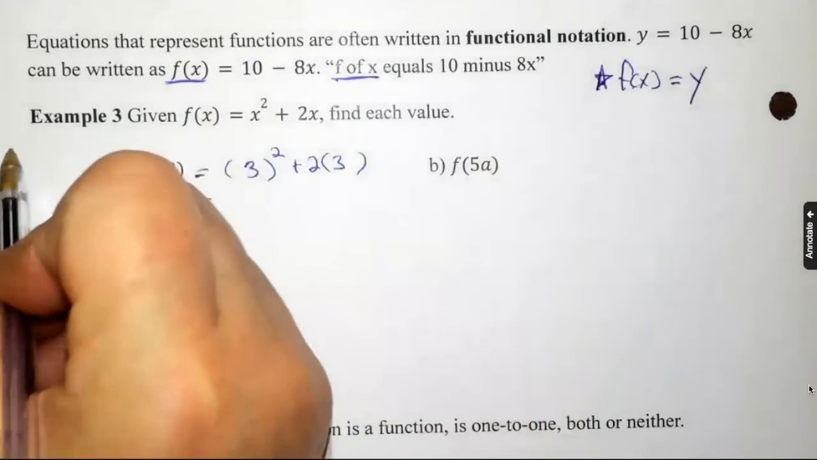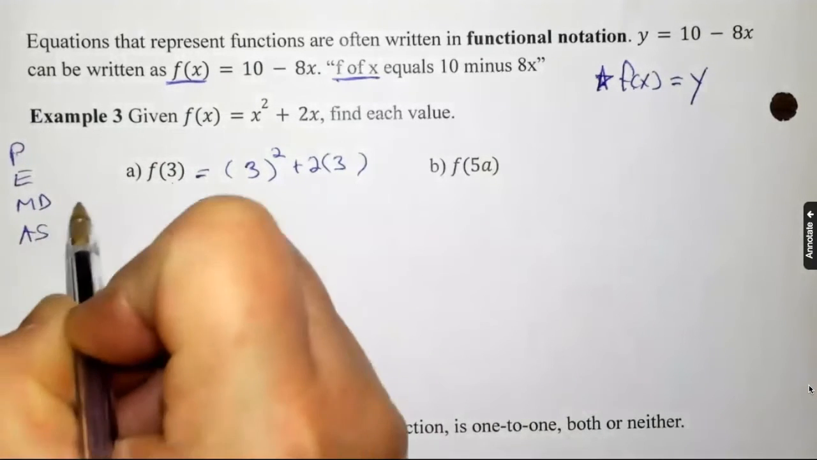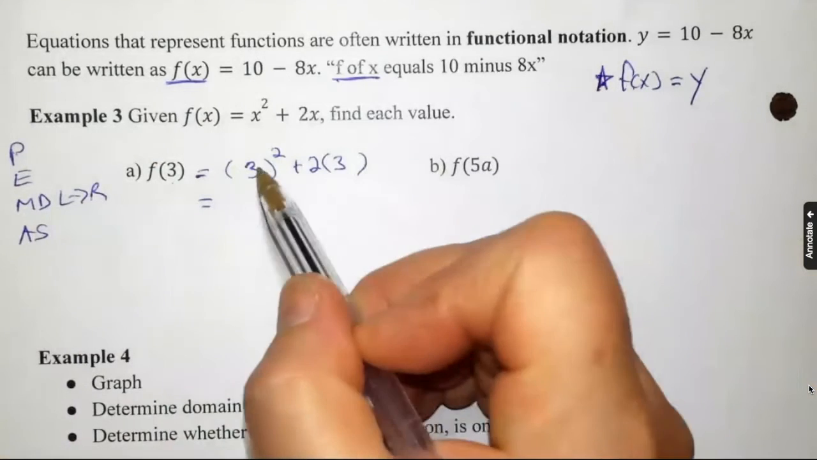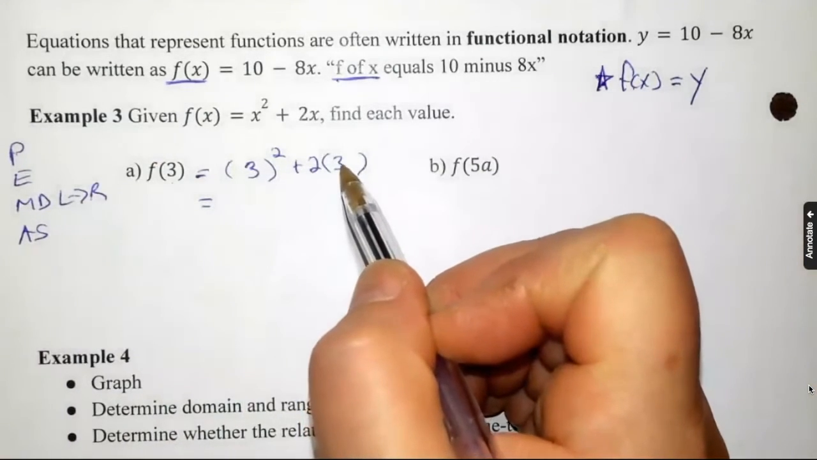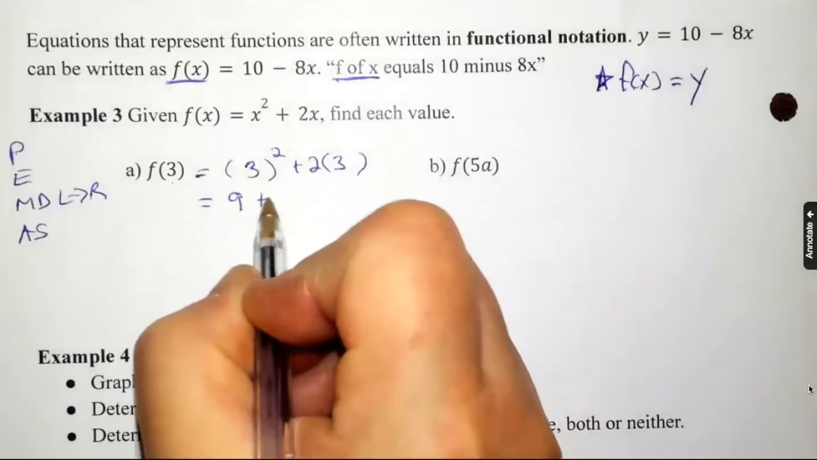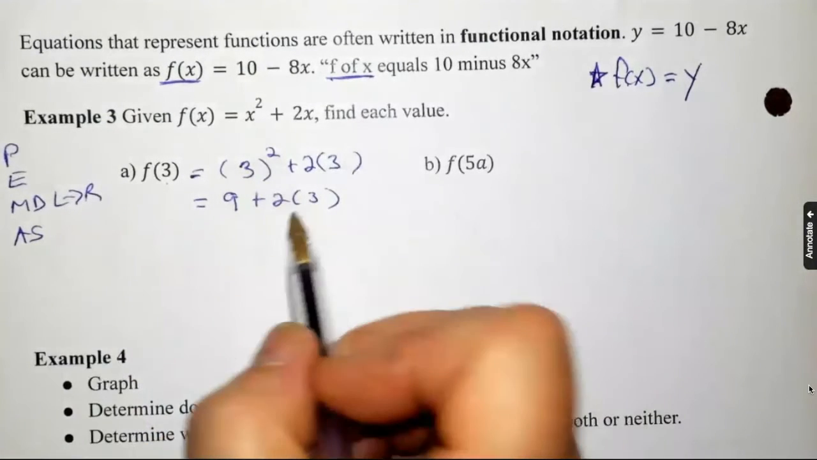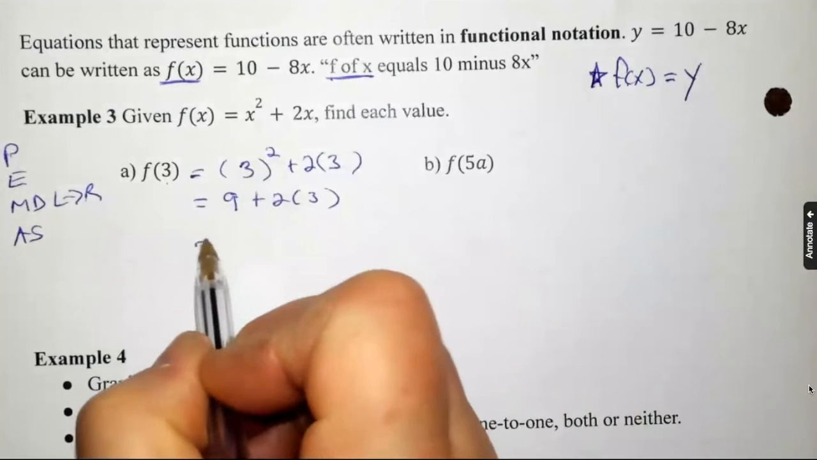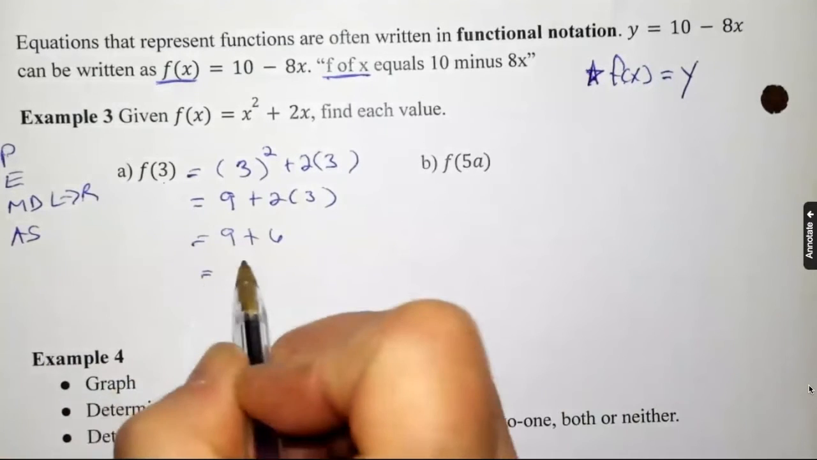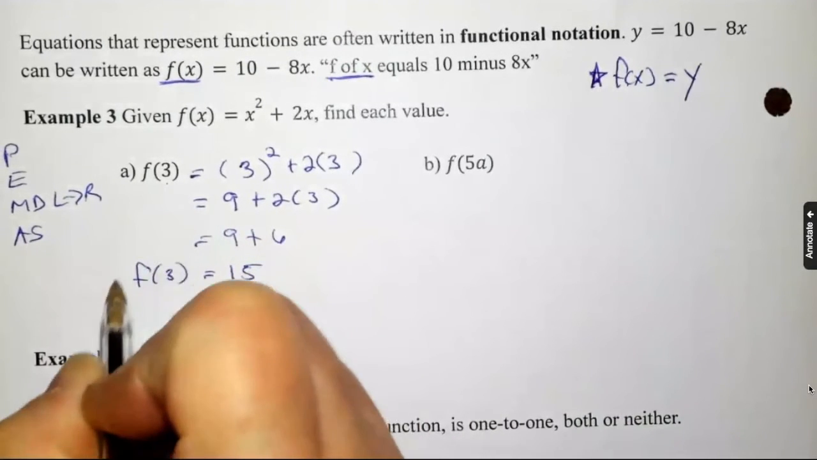Remembering the order of operations always when you are simplifying. Are there any parentheses? Yes, but there's nothing in there to do. Are there any exponents? Yes, I start here. 3 squared. 3 times 3 is 9. Is there any multiplying and dividing? Yes, I'm multiplying here. 2 times 3 is 6, and then I finish with adding and subtracting. 9 plus 6 is 15. So f of 3 equals 15.